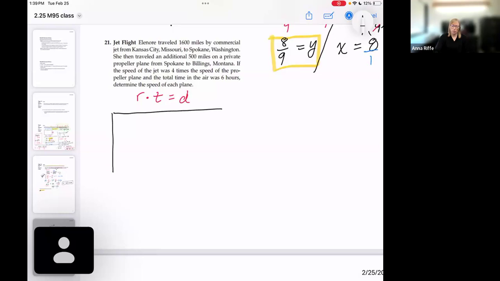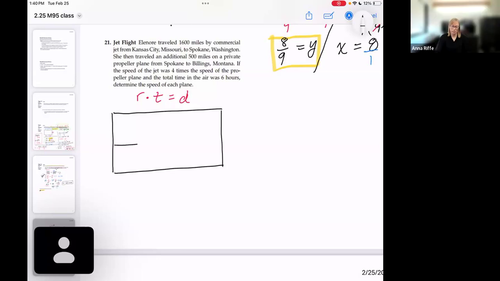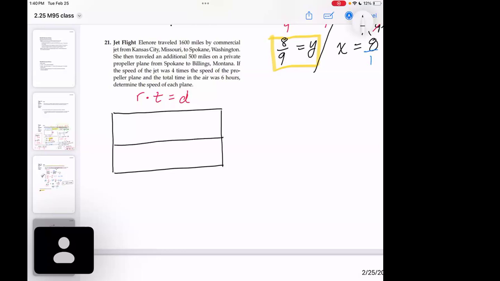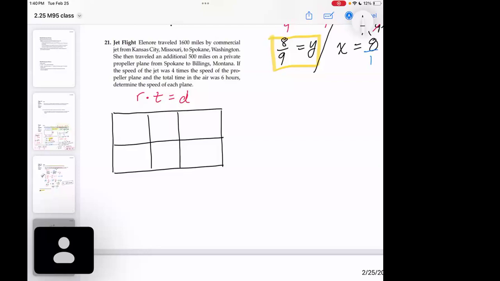Hannah organized her information on a table, and I think that's a good idea for these types of problems. Is that rate times time equals distance, right? Yes, that's what that is. Okay, gotcha. When she explained these on the videos, she used tables for these types of problems.